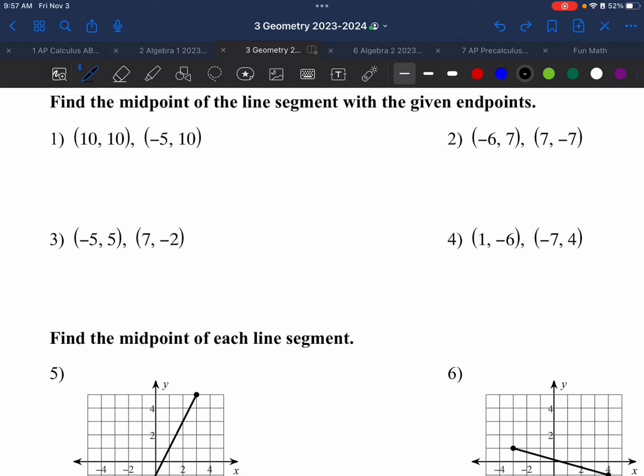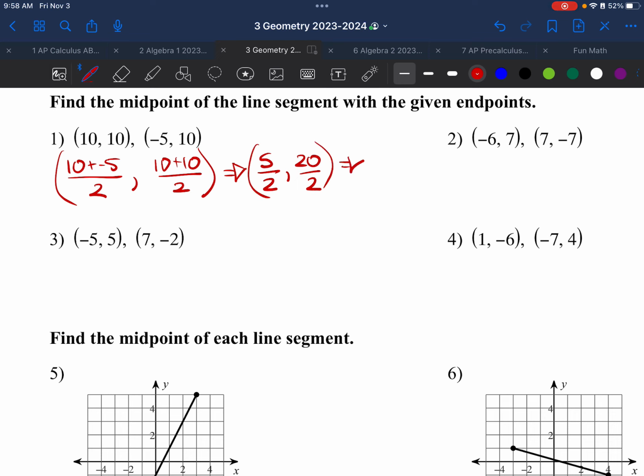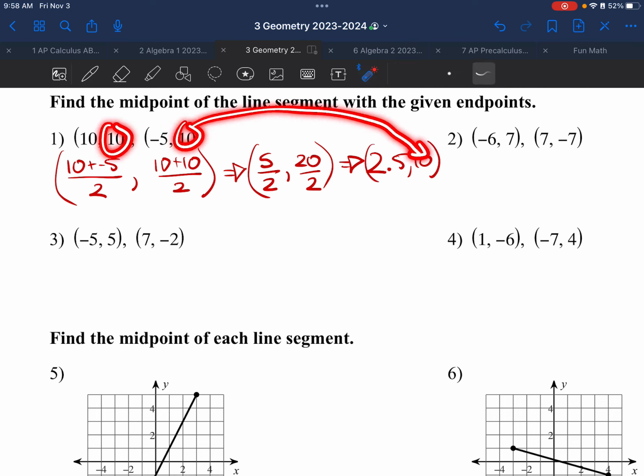Here, let me write this down a little bit more explicitly. You can say 10 plus negative 5 for the x coordinate, and then we divide that by 2, comma, and the y coordinate is you do 10 plus 10, you add those up and divide by 2. That is the answer. I just need to simplify that. So this turns into 5 divided by 2, comma, 20 divided by 2. 5 divided by 2 is 2.5, and 20 divided by 2 is 10, which makes sense because the average of 10 and 10 is also 10. So our answer here would be 2.5 comma 10. Again, you're just finding the average of the points.